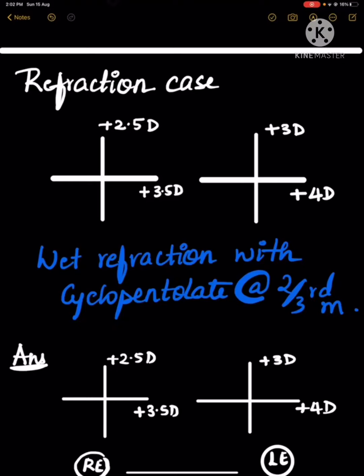So the question is this cross, and it's a wet refraction basically. There is a cycloplegic that was used, that is cyclopentolate at 2/3 meter.